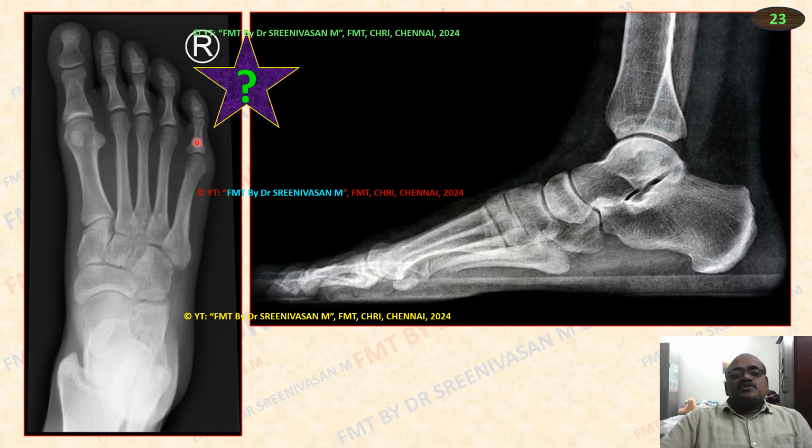So this fusion occurs late, 18 to 20 years. So age should be more than 18 years, since all the heads of these second, third, fourth, and fifth metatarsals have appeared and fused. Above 18 years should be the age.